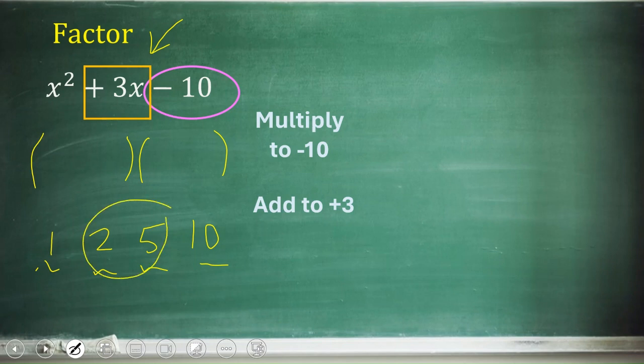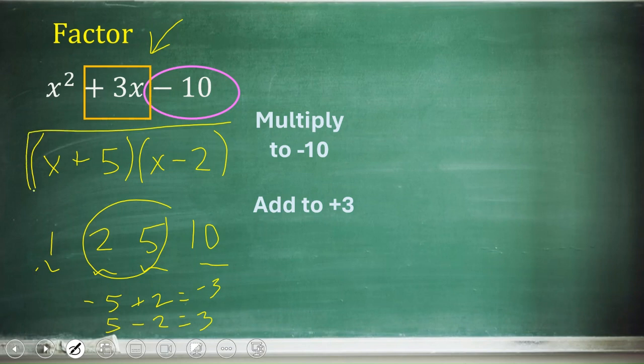So if I make 5 negative and I add that to 2, I get negative 3. So that doesn't quite work. But if I have positive 5 and negative 2, I get positive 3. So those are the factors I'm interested in. To make an x squared, we know that it's an x multiplied by an x. So it doesn't matter what order we put this in as long as 5 is positive and 2 is negative. And this is the factored form of x squared plus 3x minus 10.